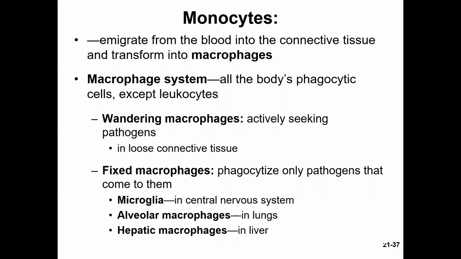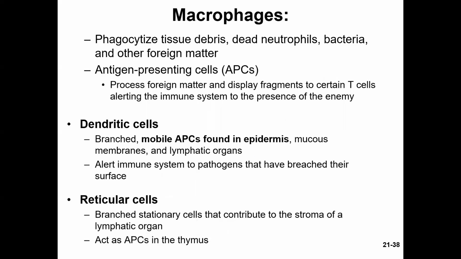When we talk about monocytes, these emigrate from the blood into the connective tissue and transform into macrophages. The macrophage system is all the body's phagocytic cells except leukocytes. There are wandering macrophages, which actively seek pathogens in loose connective tissue. Fixed macrophages phagocytize only pathogens that come to them. These include microglia in the central nervous system, alveolar macrophages in the lungs, and hepatic macrophages in the liver. They phagocytize tissue debris, dead neutrophils, bacteria, and other foreign matter.